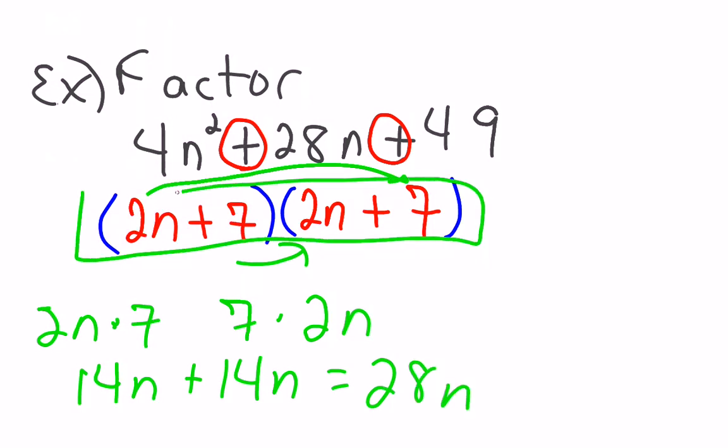So sometimes we get the same binomial exactly times itself. Another way that you might see this answer is 2n plus 7 quantity squared. So either way is correct.